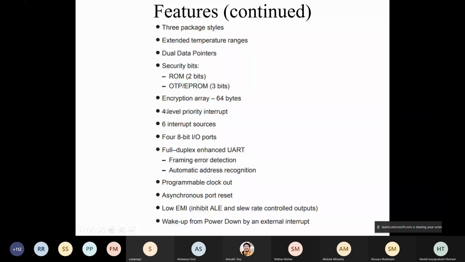We discussed 6 interrupt sources, 4 IO ports. Now, full duplex UART. Full duplex means bidirectional, at the same time or simultaneously there could be receiving and transmission of data. The universal asynchronous receiver transmitter, UART, can do both transmission and reception of data simultaneously, and that simultaneous operation is called full duplex. Then framing error detection.